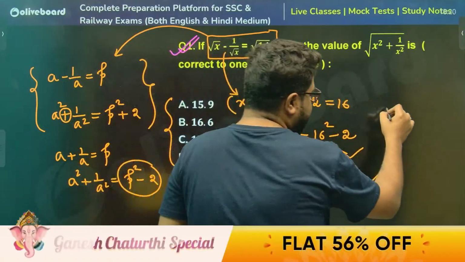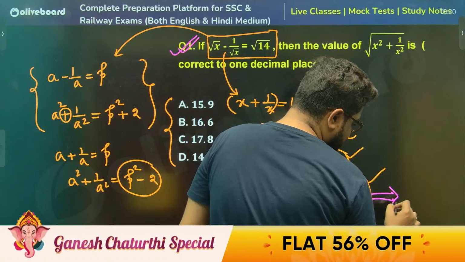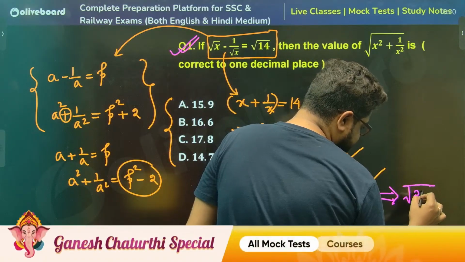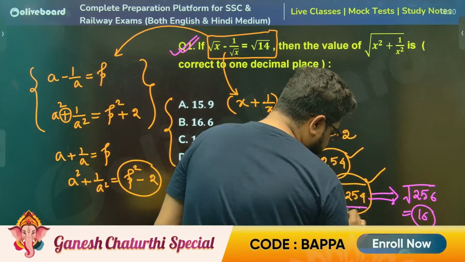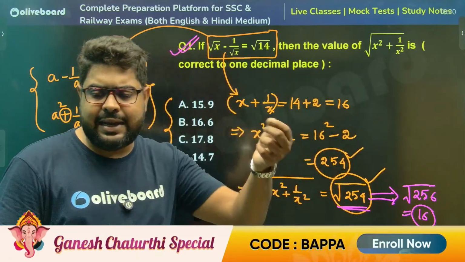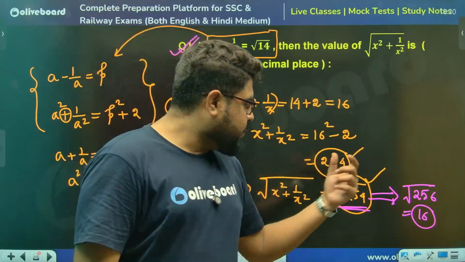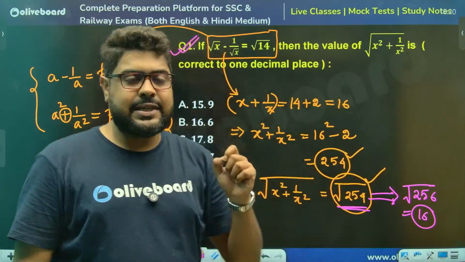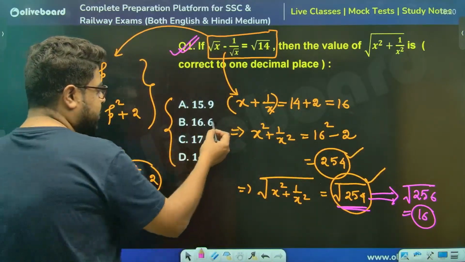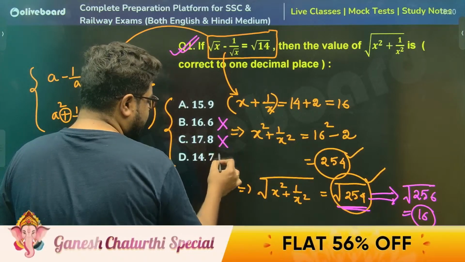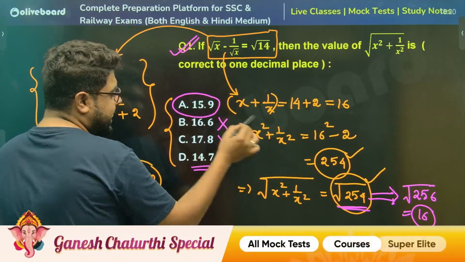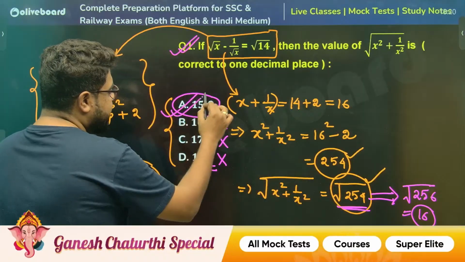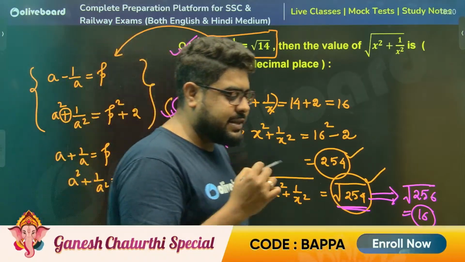The root of 256 gives you 16. So the root of 254 will give you slightly less than 16. Look at the options. 16.6 cannot be. 17 cannot be. 14 is too little. So the only possible value slightly less than 16 is 15.9. Option A, that's the answer.